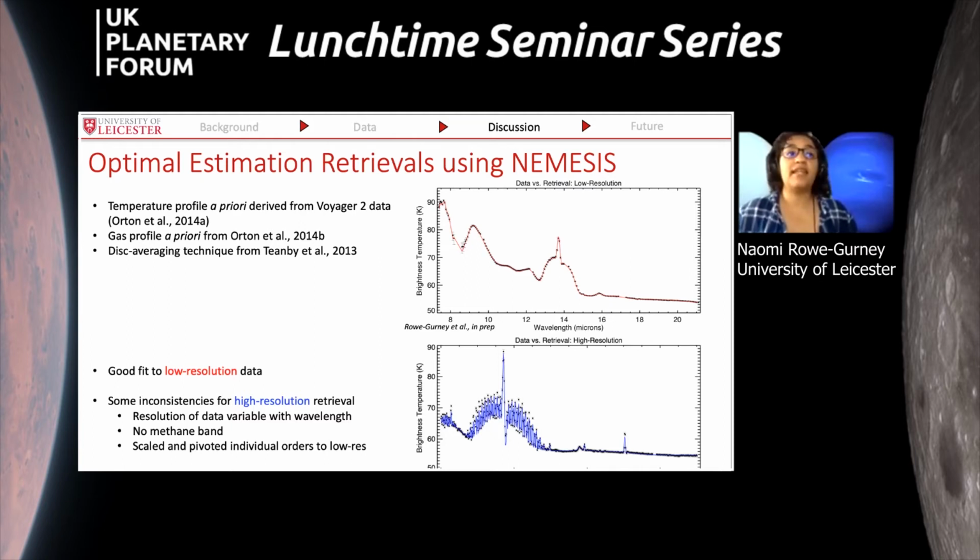It could be that the resolution of the data is actually variable with wavelength at these high resolutions, and we only have one resolution in the retrieval. It could be that we don't have the methane band to constrain things. And it could also be that during the reduction process, we've scaled and pivoted the individual orders to the low resolution because we trust that data a little bit more. So we decided to use the low resolution results in this investigation mostly.